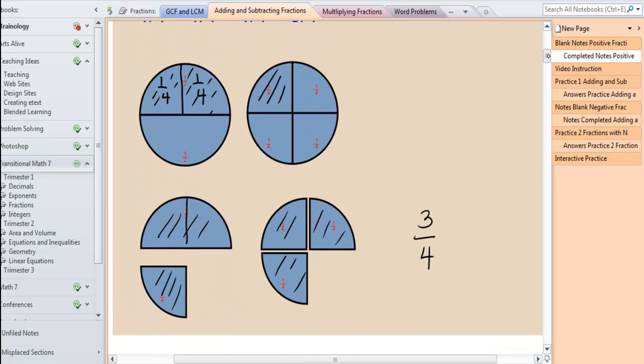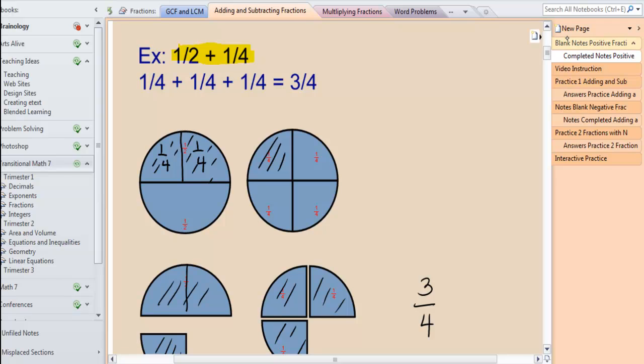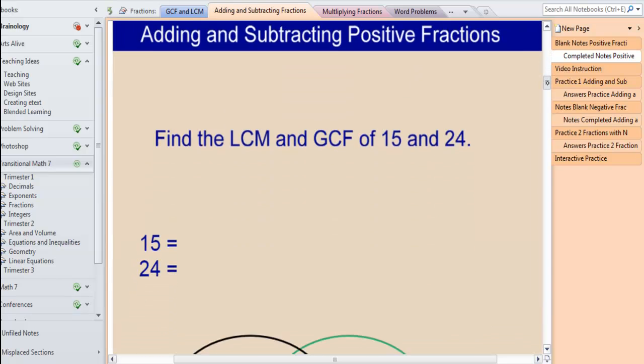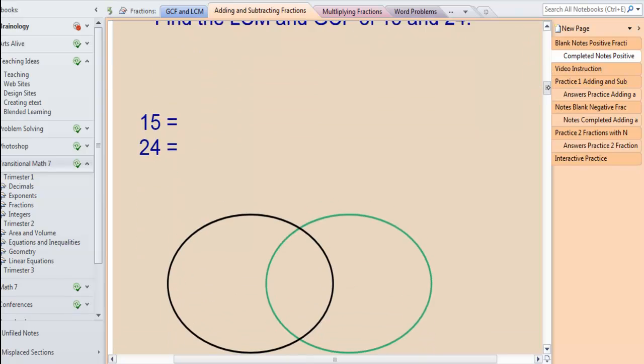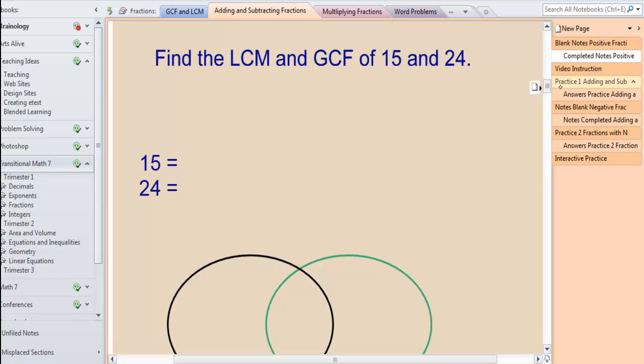The reason I show this visual is to help you understand why we get a common denominator when we're adding or subtracting fractions. We do not do this with multiplying and dividing, as we will get into in that section. So the process of finding the common denominator is going to be based on working with the least common multiple. So let's review that. If we have 15 and 24 and we're trying to find the least common multiple of these two numbers, we're going to find the prime factorization of each.